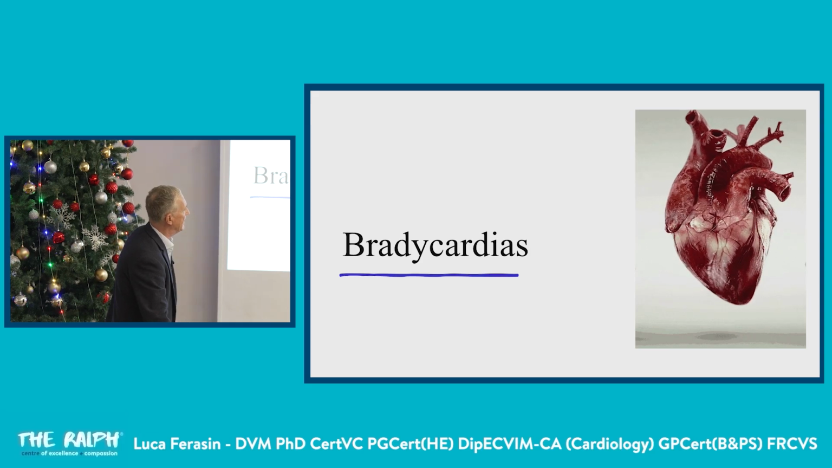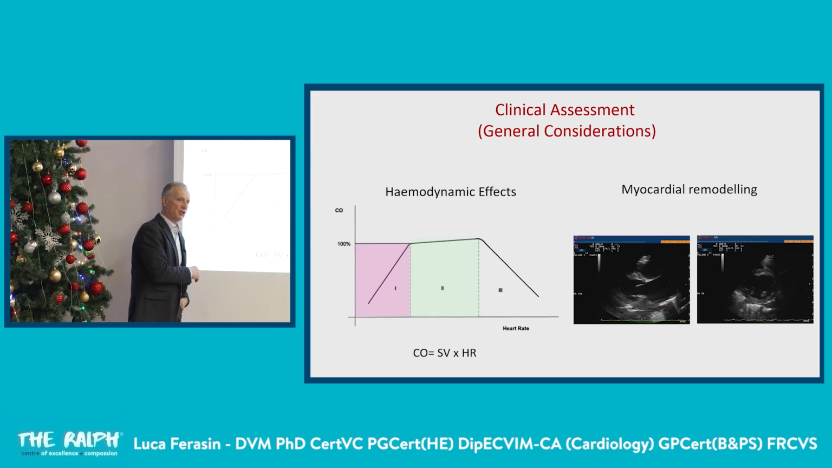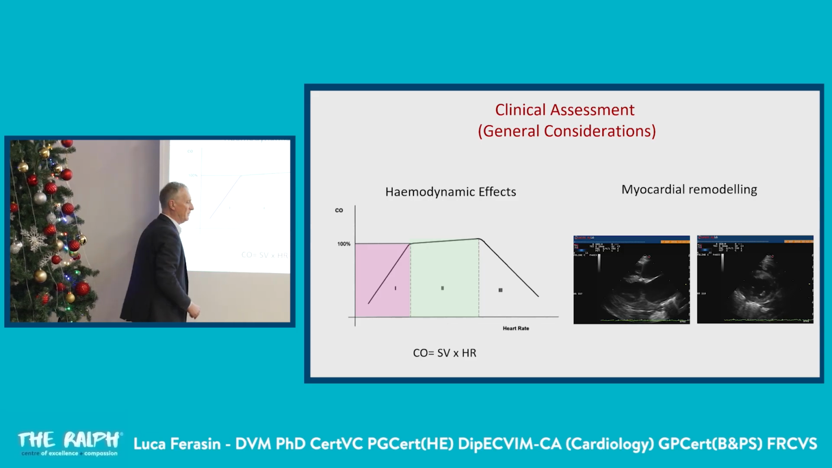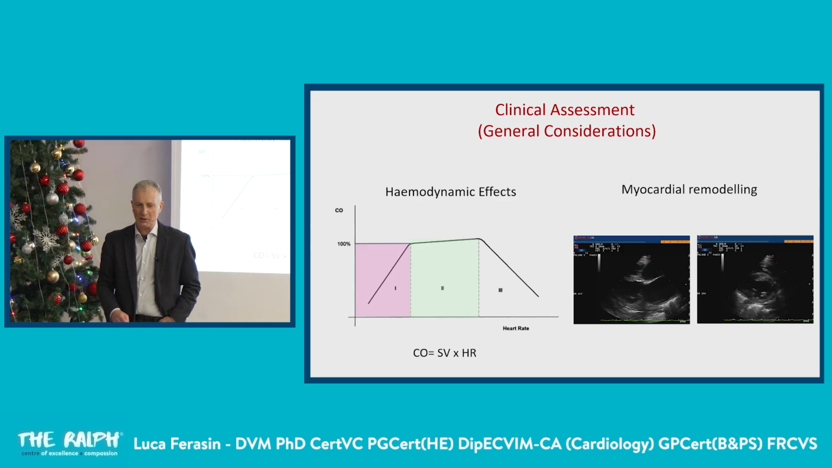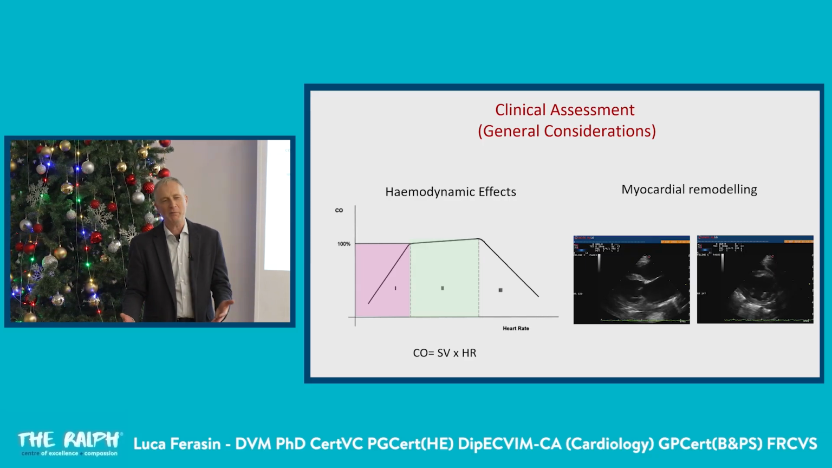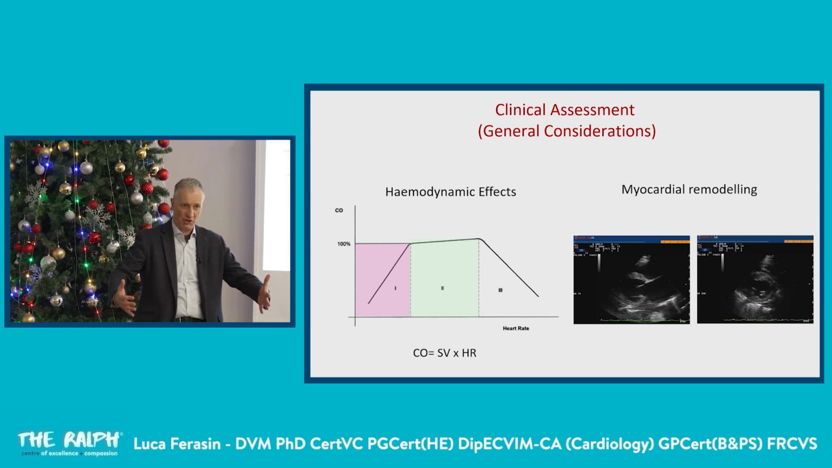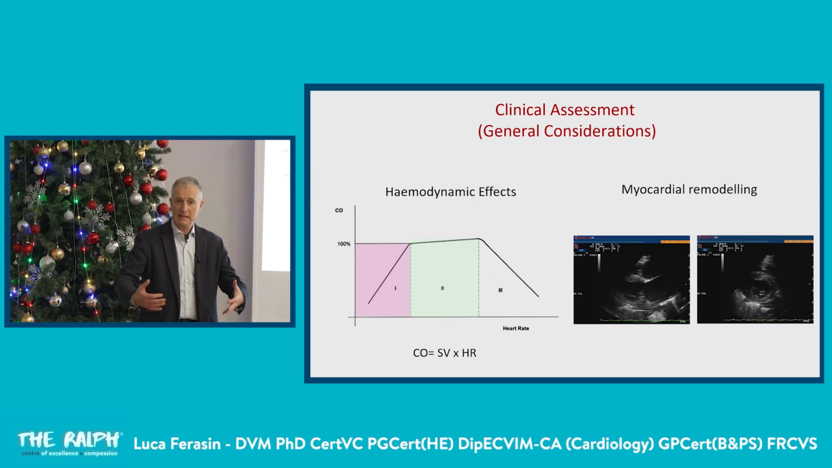Very briefly, in the last 10 minutes, we can talk about bradycardias. Remember what we said before? If we reduce the heart rate too much, then the cardiac output drops. Because when the heart rate drops to the point where the ventricle cannot dilate more than the maximum compliance, then the cardiac output will drop. So too slow is not good either. And similarly, we can have myocardial remodeling because the continuous stretch of the myocardial wall in diastole can potentially damage the myocardium.